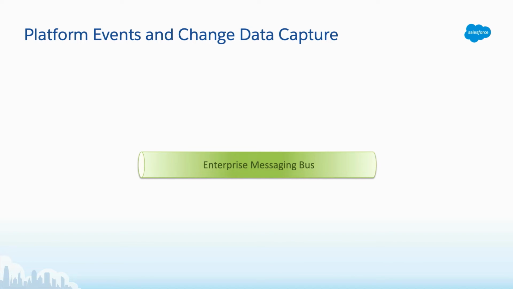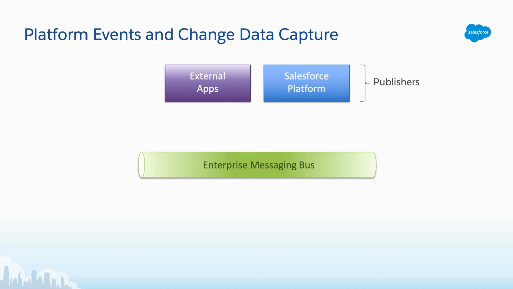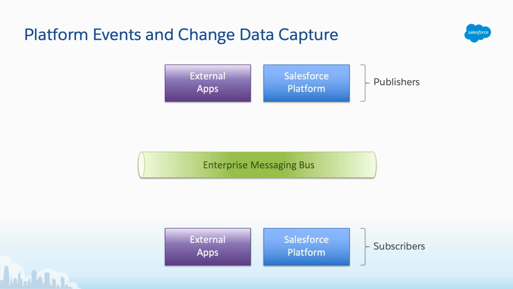So let's have a look now at what are the options in terms of publisher and subscriber model. I'm going to do another diagram that is pretty much consistent with the one you just saw earlier. We have the enterprise messaging bus in the middle. On one end, we have publishers, and on the other end, we have subscribers.